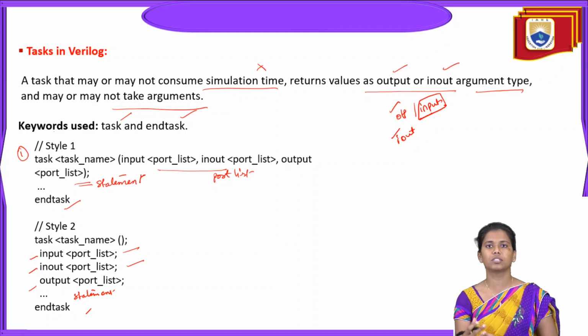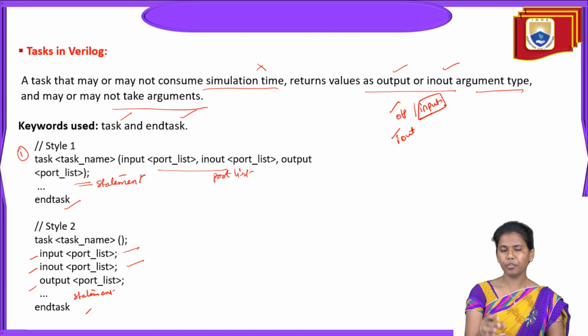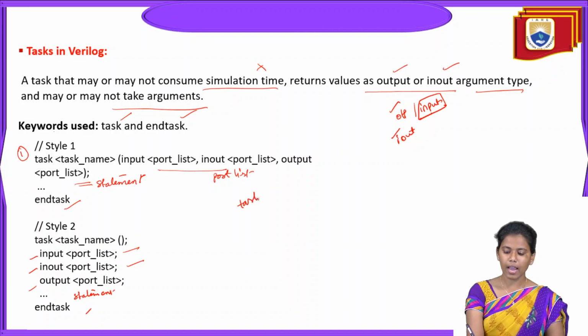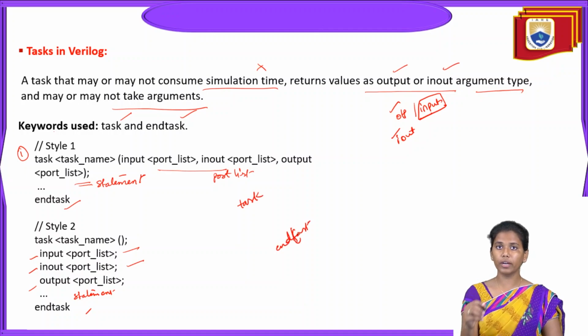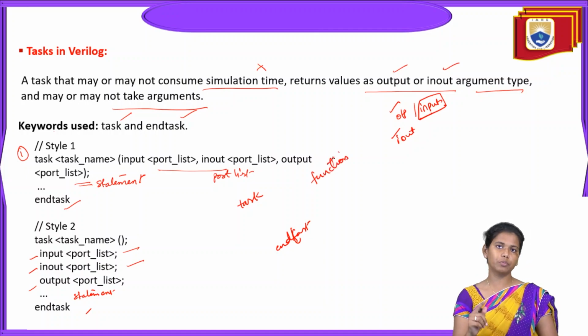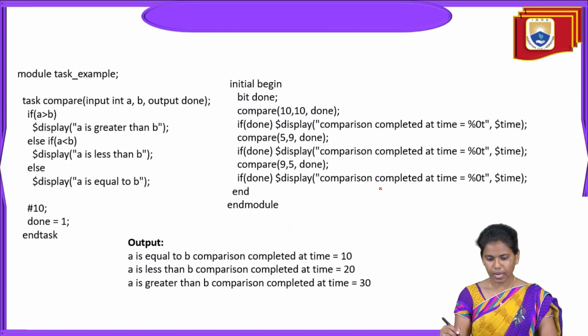Almost, task and functions are both similar, but you can find a few differences if you compare them. Mainly, if you are writing the code in terms of task, remember that your code should start with task and end with end task, right? If you are writing your code in terms of function, then your keyword must start with function and then end with end function. Okay, and now we will see.